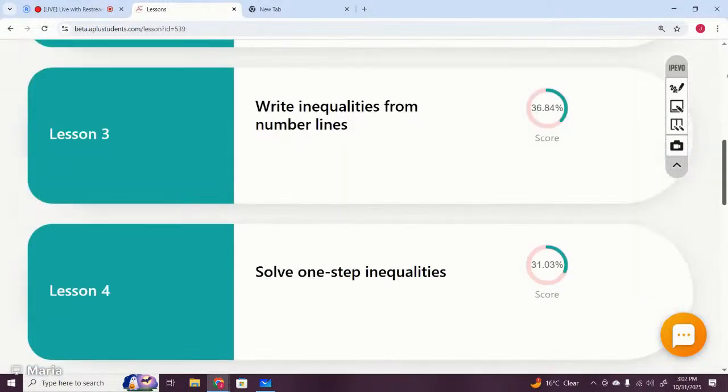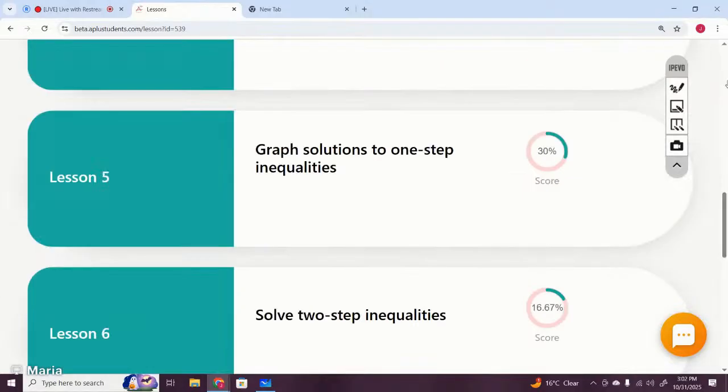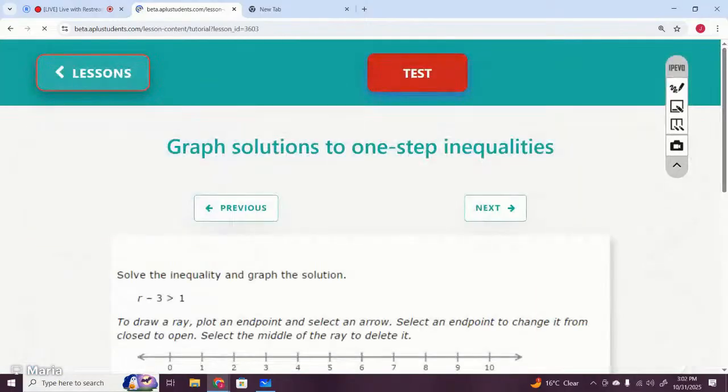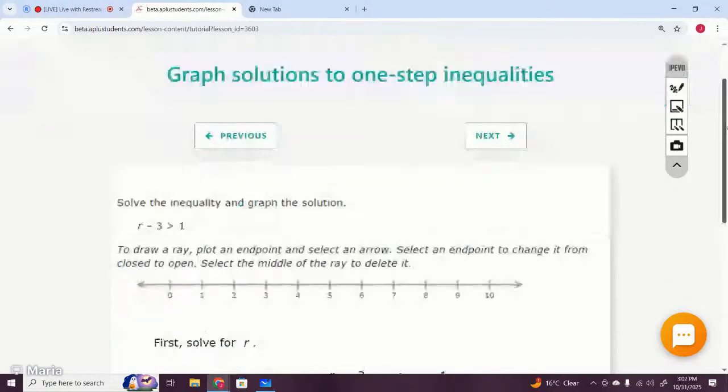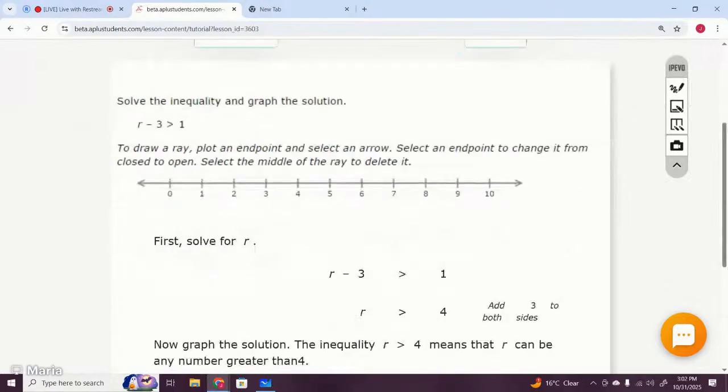The lesson we're going to start with is inequalities: graph solutions to one step inequalities.